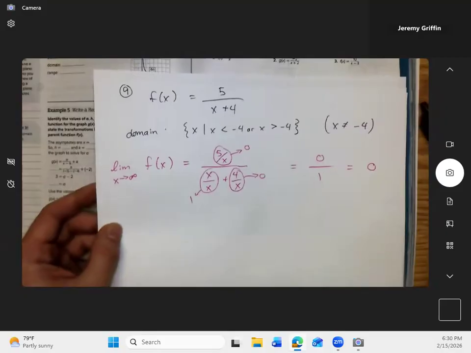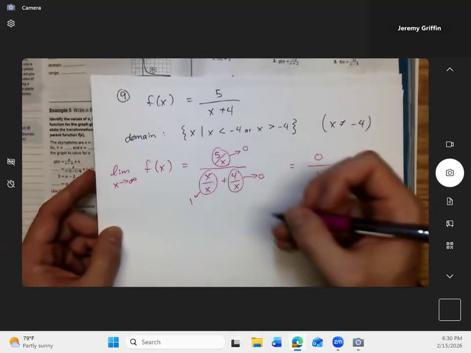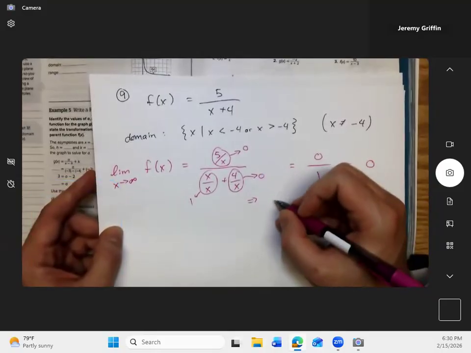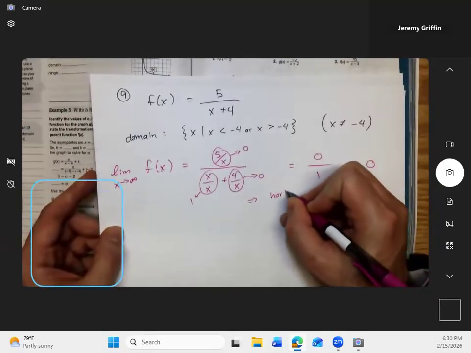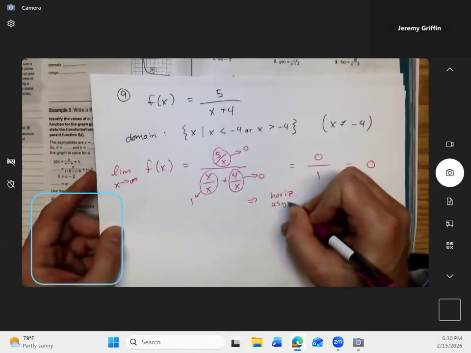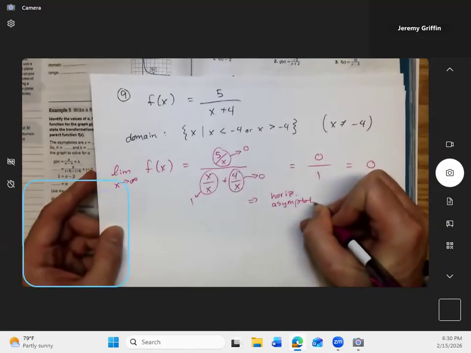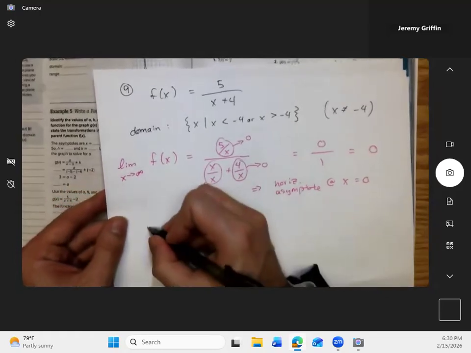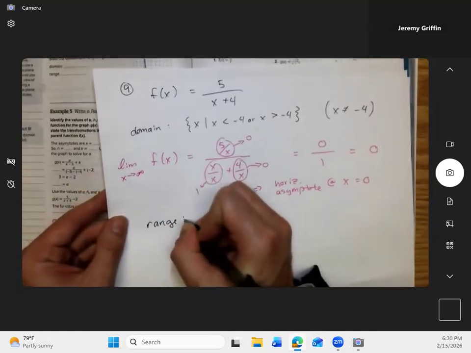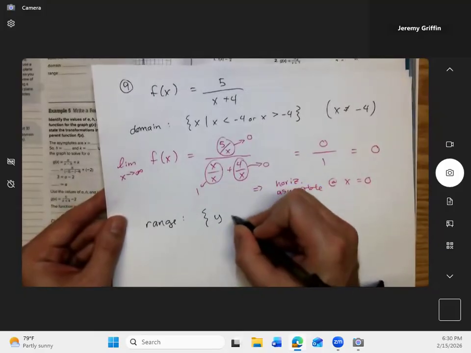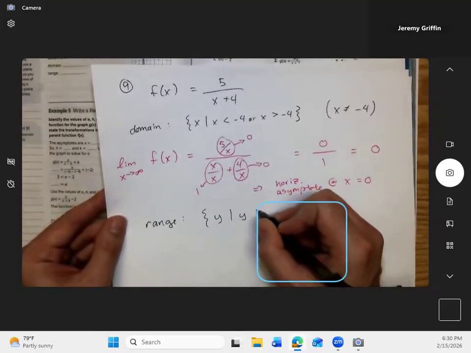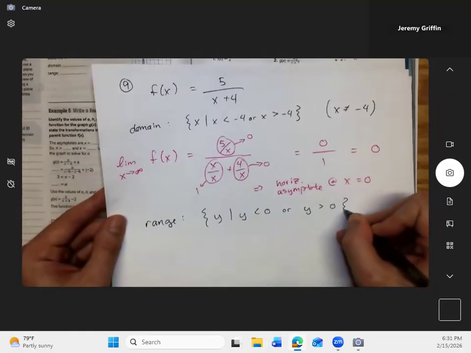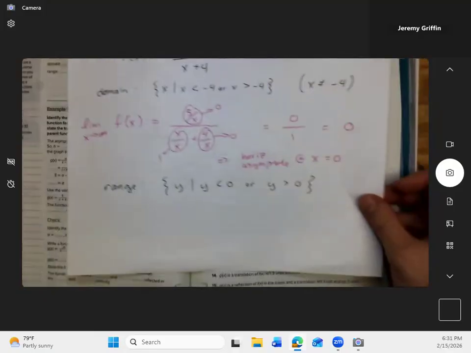So what this means is that there's a horizontal asymptote at y equals 0. Or to go back and fill it in, the range could be y such that y is strictly less than 0, or y is strictly greater than 0. Okay. Great.